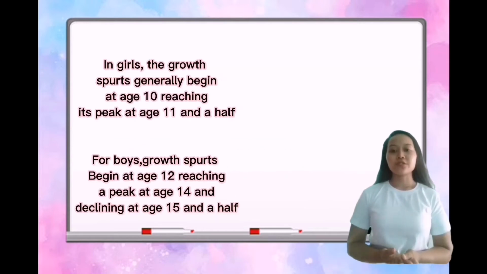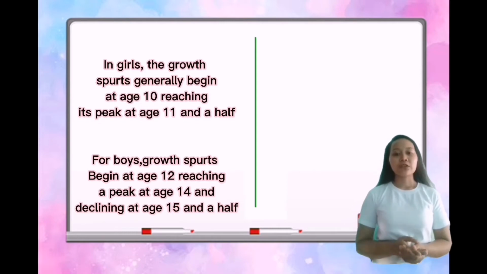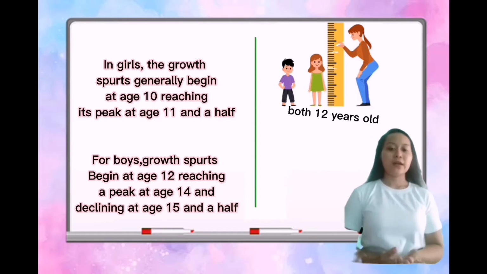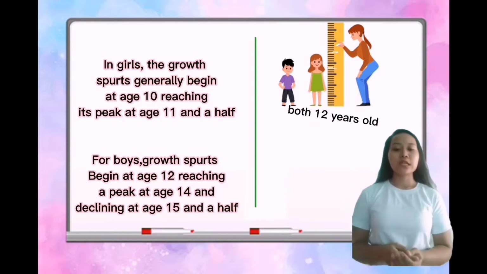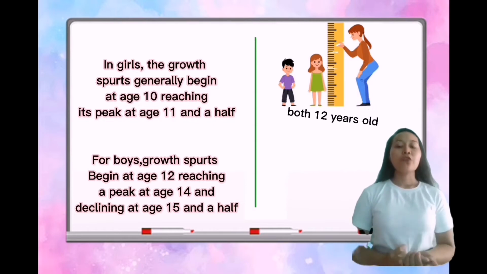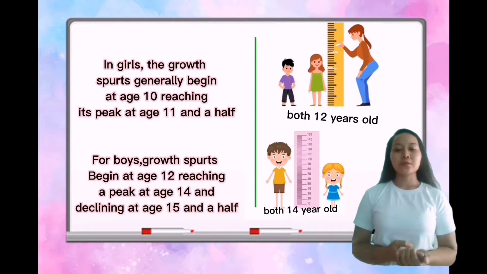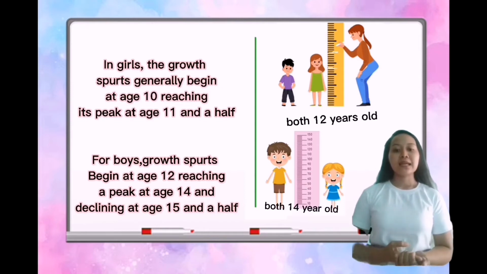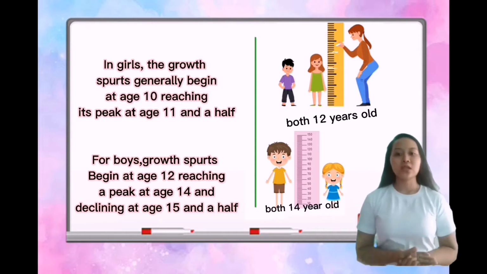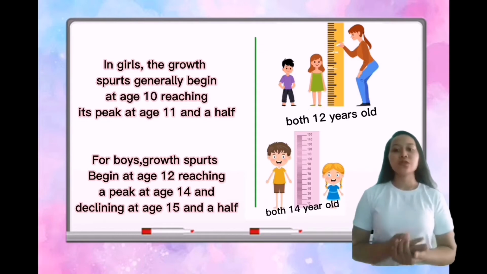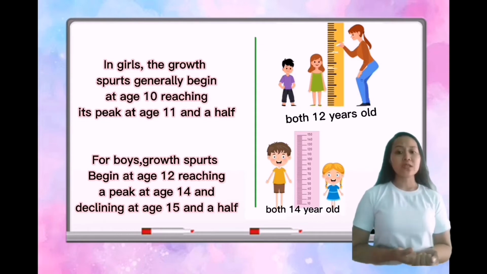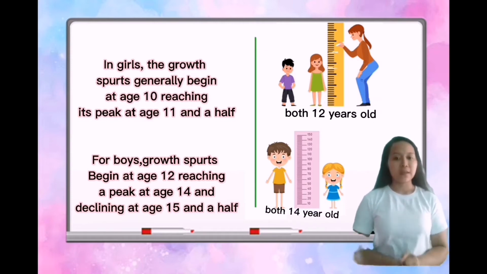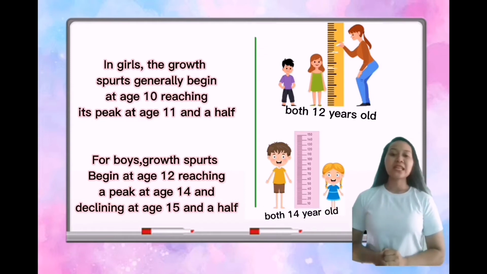In girls, the growth spurts generally begin at age 10, reaching their peak at age 11 and a half, while slow continual growth continues for several more years. For boys, growth spurts begin at the age of 12, reaching a peak at the age of 14 and declining at the age of 15 and a half, while slow continual growth continues for several more years. Among girls, 98% of adult height can generally be reached at the age of 16, while boys do at the age of 17.